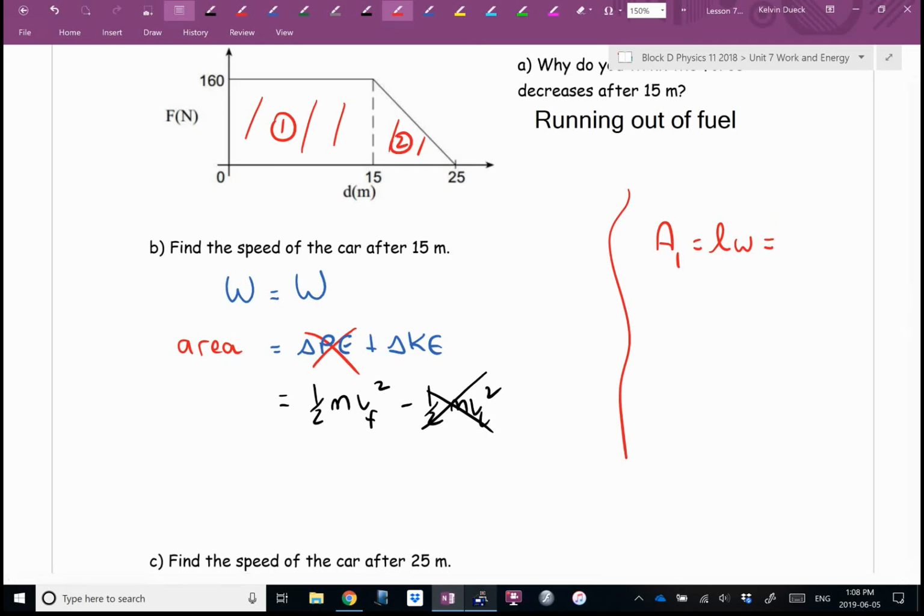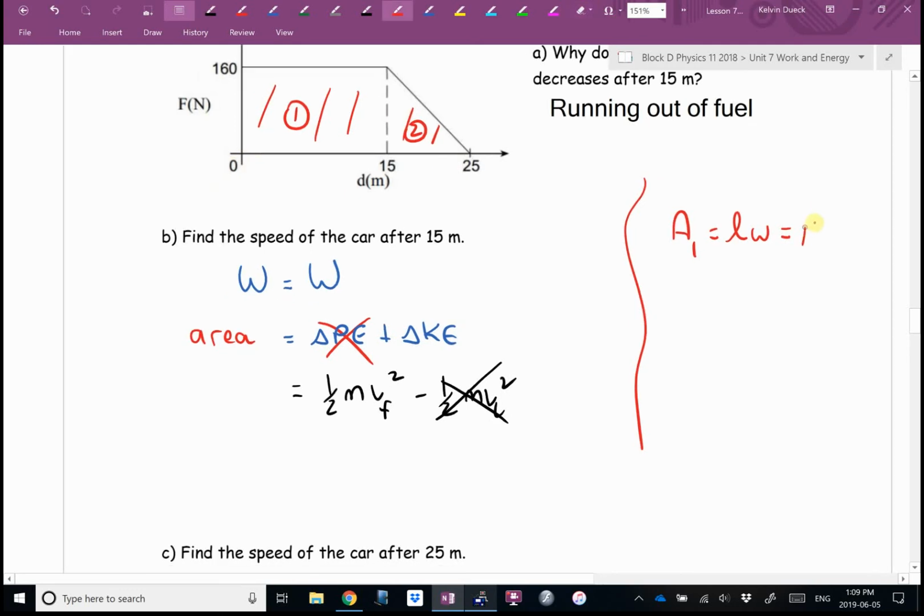Wait a minute. Pause. After how many meters? We just want area 1. How fast is it going after 15 meters? Cool. What's this area? It's going to be, I think, 15 times 160. Length times width. Is that okay? So that number is going to go right there. What is 15 times 160? 2,400?